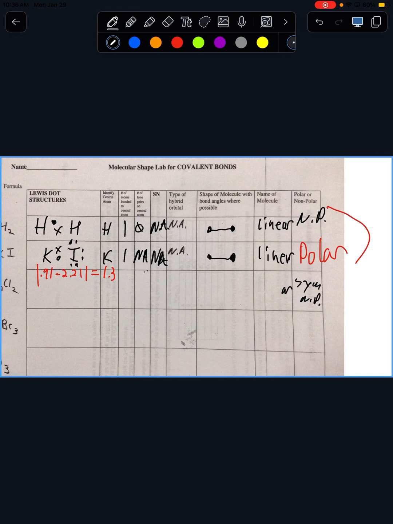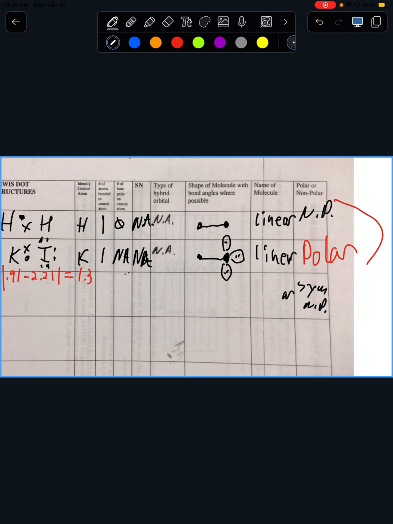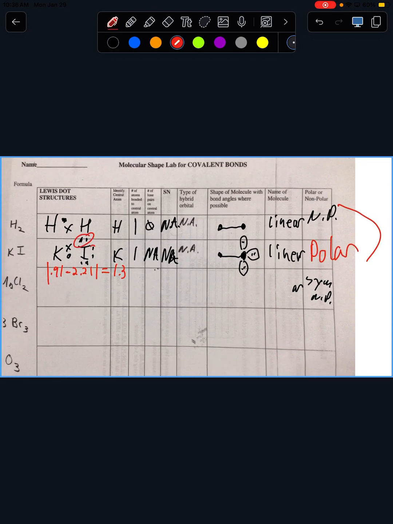So this is why the molecule is polar. Iodine has 3 lone pairs of electrons. There's 1, there's 2, there's 3. There is no steric number for this molecule, because what we have is an s orbital overlapping with a p orbital. So we don't need hybridization to explain the bonding. So that's why I put NA, and it doesn't matter what you pick as the central atom.